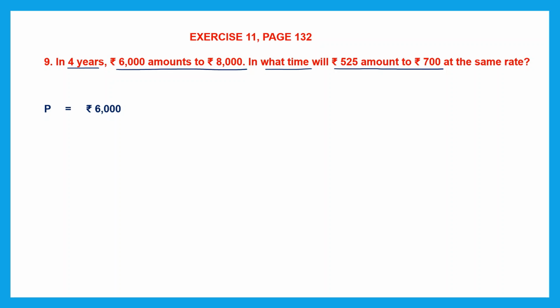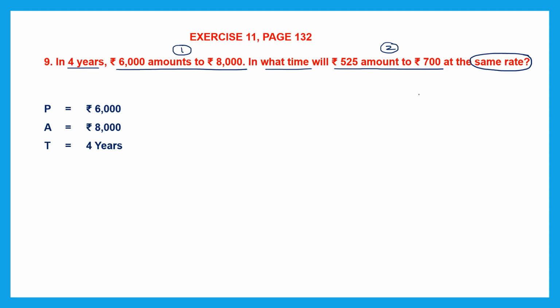So first, principal is given. Now we are talking about the first part. So this is the first part and this is the second part. For the first part, principal is 6,000 rupees. This has amounted to 8,000 rupees and time is given as 4 years. Now here it says same rate, but rate is not given for the first part. That means we need to find the rate.